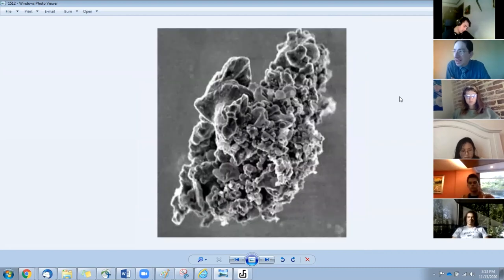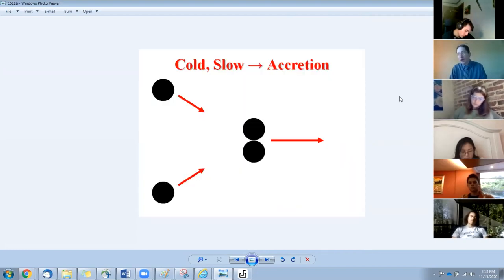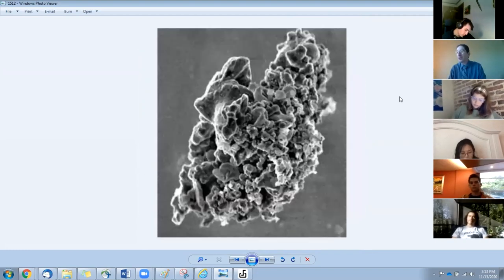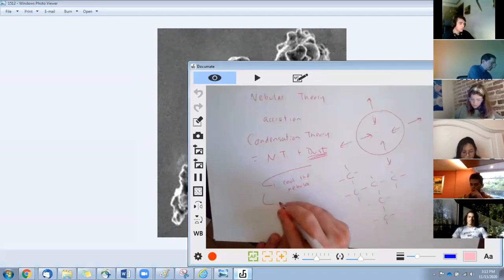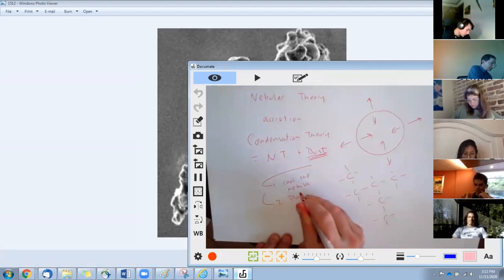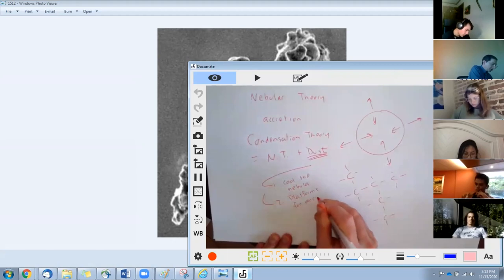Problem is it's not going to proceed fast enough. Even cooling the nebula and just building it up one atom at a time takes too long, longer than the time you have. You spend almost all the time trying to build up to the micron scale, and then you have no time left to go from micron scale to planet scale. But the dust grains save us again. This is the second thing the dust does. They act as platforms for accretion.